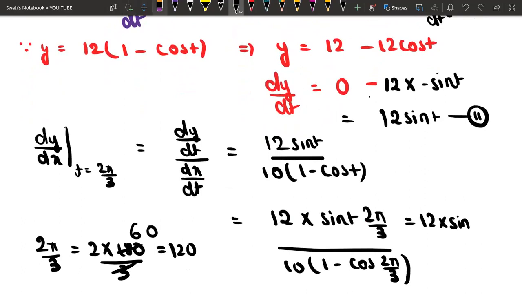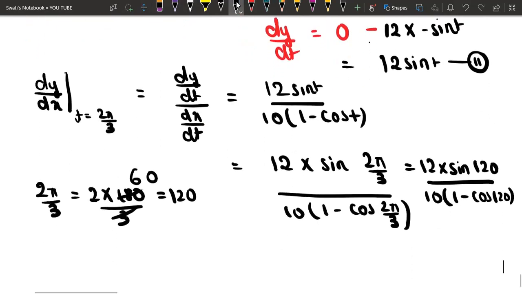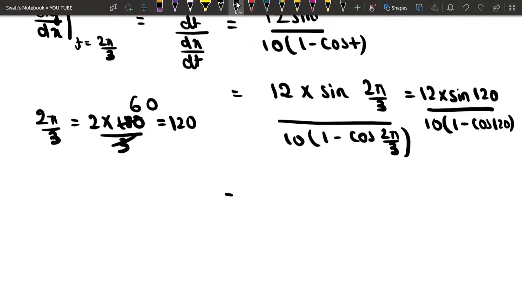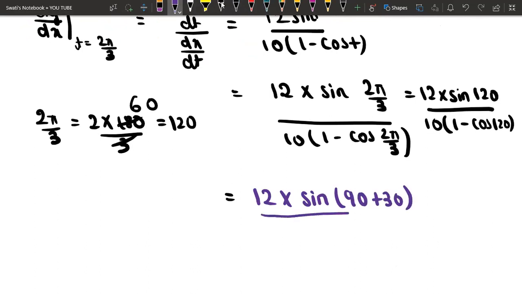Here I have put the value of t, so no t here. All right. So 12 times sine 120 I can write down. And here I can write down 10 times 1 minus cos 120. Now we simply need to simplify this. This is 12 times sine 120. I can write this as 90 plus 30 because 90 plus 30 is 120. Upon this, 10 into 1 minus cos 120. I can write as 90 plus 30, right?